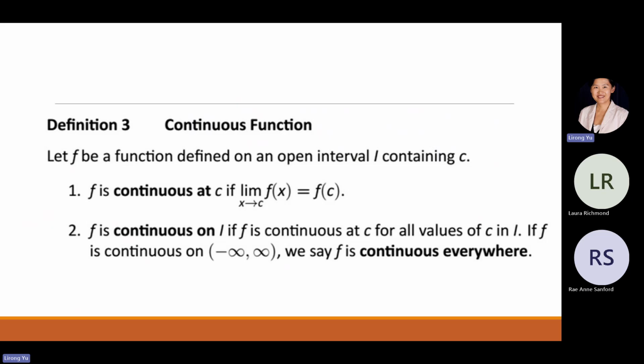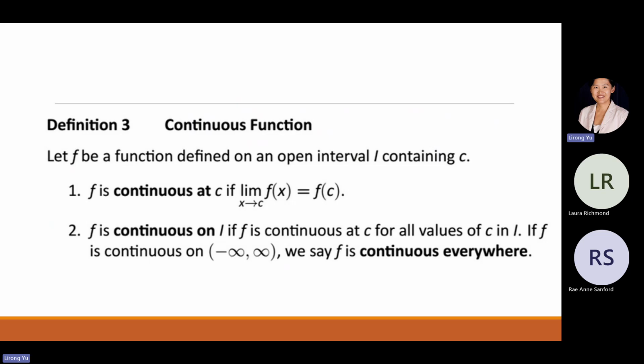Statement 2 says f of x is continuous on the entire interval if f is continuous at c for all the values c in I, meaning that the function has to be continuous at every single point in that interval, right? And a little bit generalized, when you see the function is continuous everywhere, that's when the function is continuous on the interval negative infinity to positive infinity. So the entire number line is a big artificial interval, and the endpoints for the whole number line are negative infinity to positive infinity.